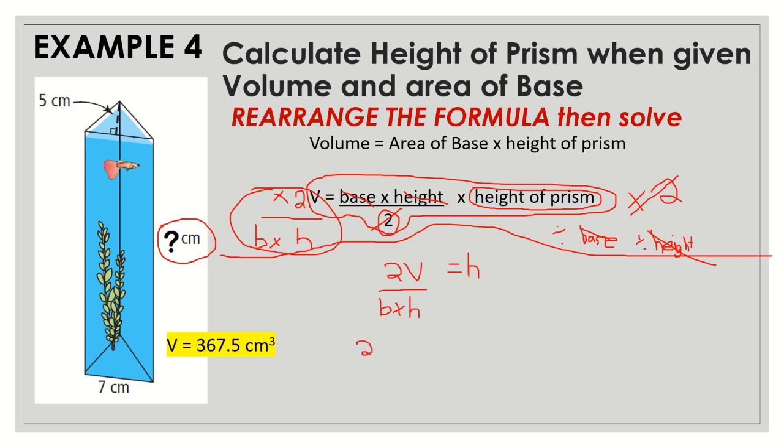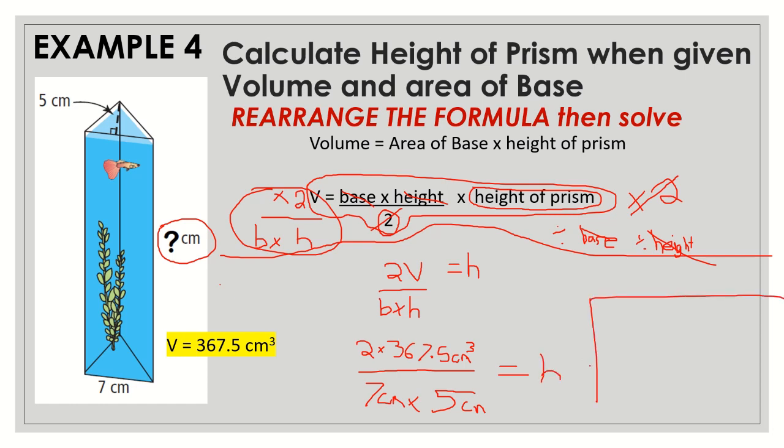I'm going to say 2 times 367.5 centimeters cubed divided by, well, the base of my triangle was 7 centimeters, and the height of that triangle is 5 centimeters. Okay, so let's simplify this, and that's going to equal H, by the way. And I'll draw myself a little box here to put the answer in.